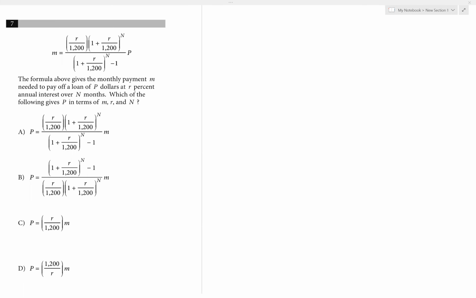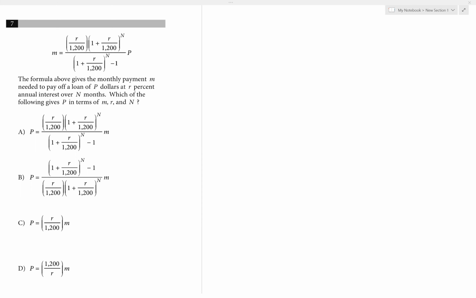Okay, question 7. They give us this really complex looking formula. Okay, and it says the formula above gives the monthly payment M needed to pay off a loan of P dollars at R% annual interest over N months. Which of the following gives P in terms of M, R, and N?